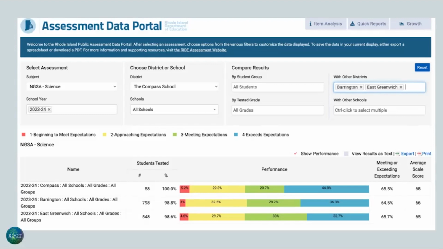But let's take a look at what's happening for the Compass School on the NGSA science assessment. So the Compass School is in year 5, like we talked about, of this literacy journey. 5th graders and 8th graders statewide take this assessment. And as we're looking through, you'll notice that these are the top 3 performing LEAs on this particular assessment in the most recent school year that we have data for, which is 23-24.